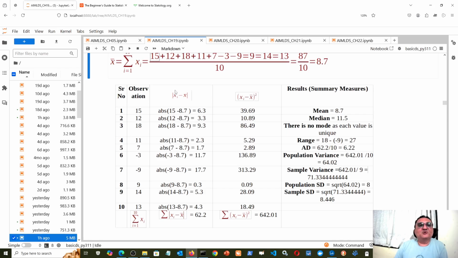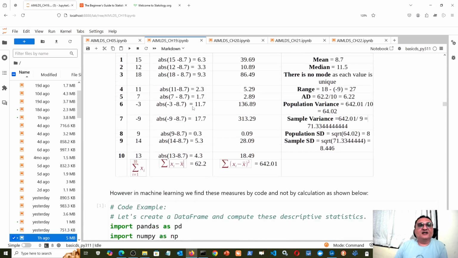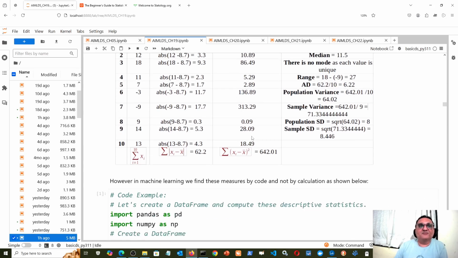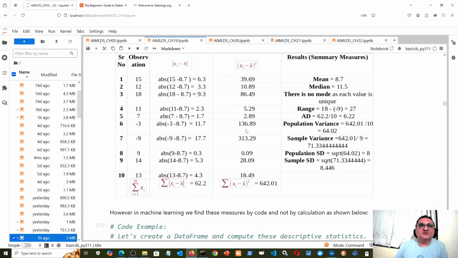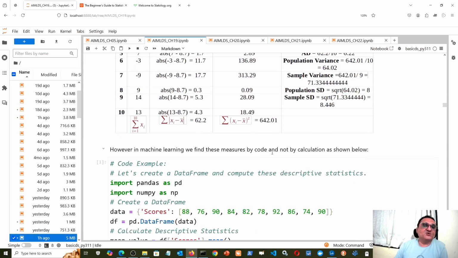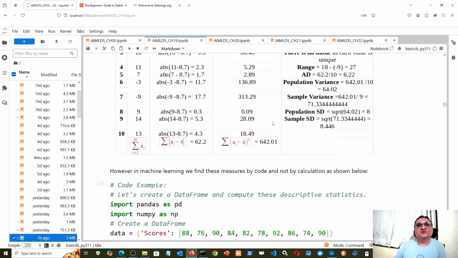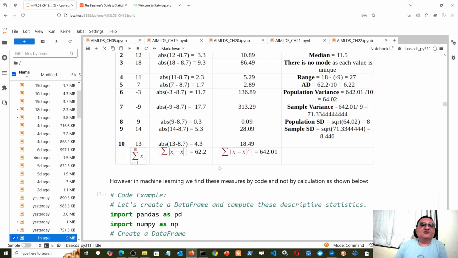Then what is the variance for this data? I have to do this same thing, but square it. So the square of 6.3, the square of 3.3, the square of this, the square of 2.3, and so on. When you take the square, even if you have not taken the absolute value, the square will automatically become positive. And then I do the sum of all these squares. Suppose it comes out to be, you can try at home, 642.01. Then divided by the number of observations minus 1, that gives the sample variance.